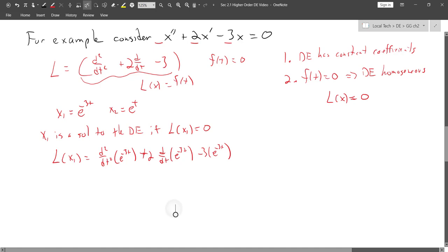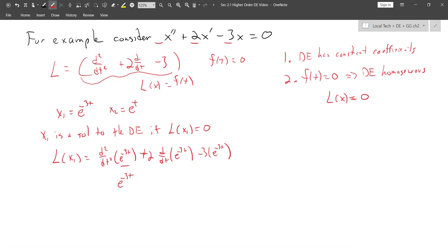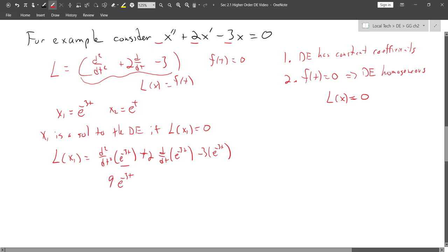So if I take the derivative of e to the negative 3t, the result is e to the negative 3t, but the chain rule will give me an extra factor of negative 3 out front. Taking the second derivative, I'll get a second factor of negative 3, so the second derivative is equal to 9e to the negative 3t, plus 2 times the derivative of e to the negative 3t, which in this case would be negative 6e to the negative 3t. And lastly, we have minus 3 times e to the negative 3t. As we see, we have 9 of these, minus 6 minus 3, that is going to equal 0. So it looks like x1 is a solution to the differential equation.